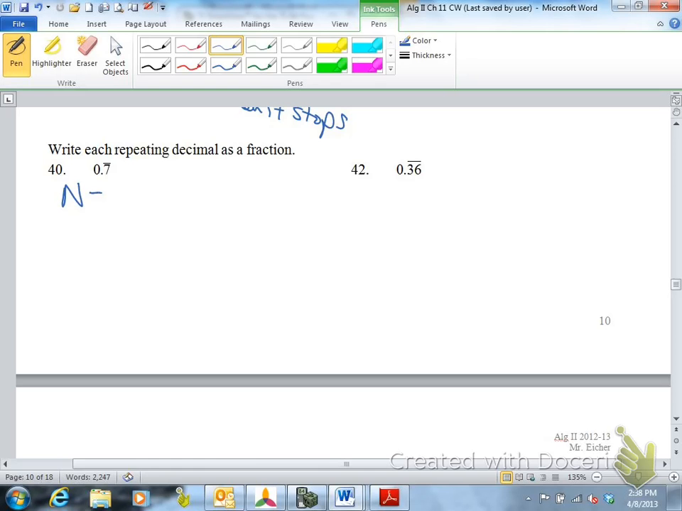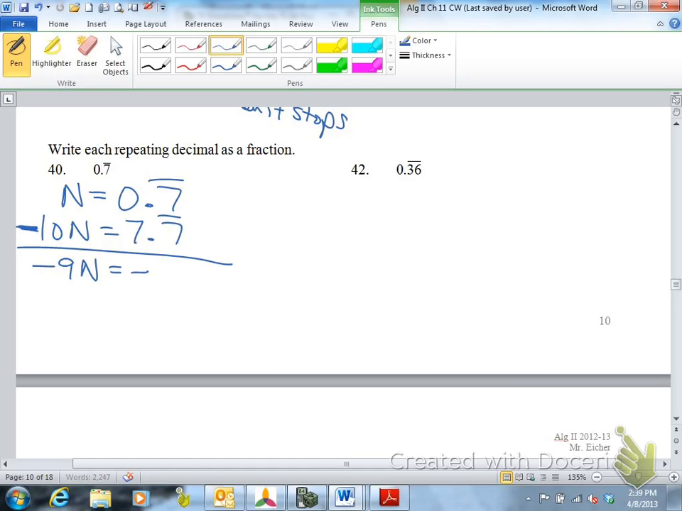Let's say we have some number n, which is 0.7 repeating. And if we multiply both sides by 10, that would move the decimal place to have 7.7 repeating. And if we subtract these, it'll get rid of the repeating decimal part. So we have n minus 10n is negative 9n. And 0.7 minus 7.7 repeating. The 0.7 repeatings subtract out, and we have negative 7. So the answer would be 7/9. 7/9 is the same as 0.7 repeating.